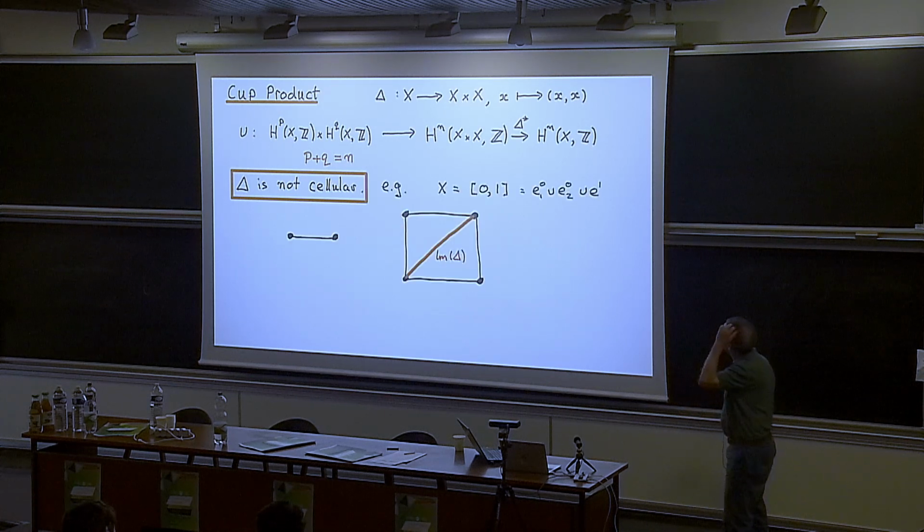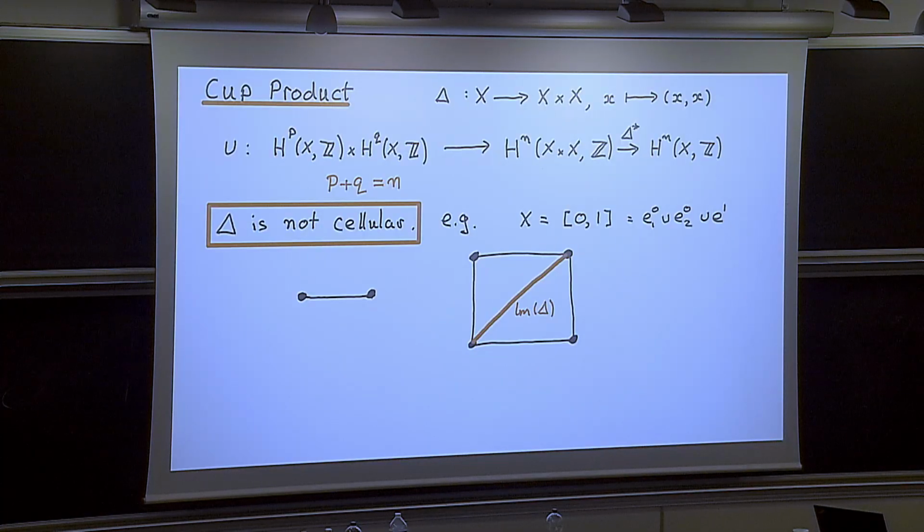There's an example of a case where I've taken the space X to be the unit interval involving two vertices and one edge drawn in black. So that's the space X. This in black is the unit square, X direct product X. And then the image of the diagonal map is this line, which is not cellular in the sense that this orange image is not a one cell. It's not even a union of one cells.